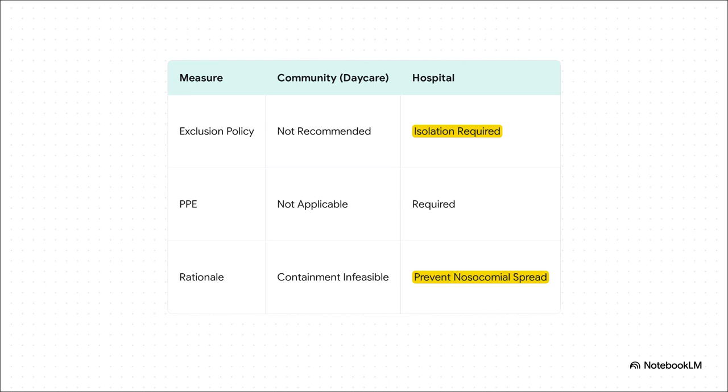Out in the community, the RIVM guideline is super pragmatic. It says that kids with hand, foot, and mouth disease don't need to be excluded from daycare, basically because containment just isn't realistic. But the second you step inside the hospital, the goal shifts completely. It's all about preventing transmission to vulnerable patients. And that's why we use stringent contact precautions and full PPE. It's not a contradiction, it's just a really smart, risk-based policy.